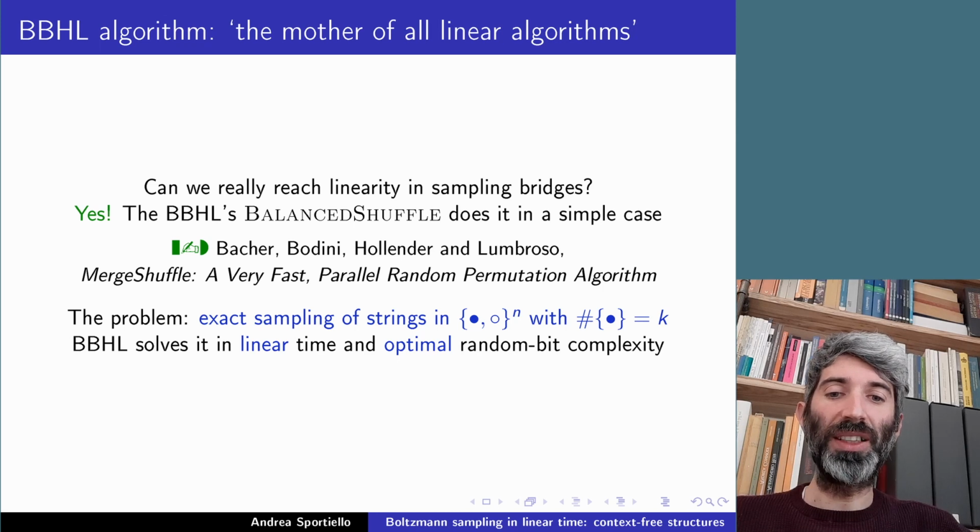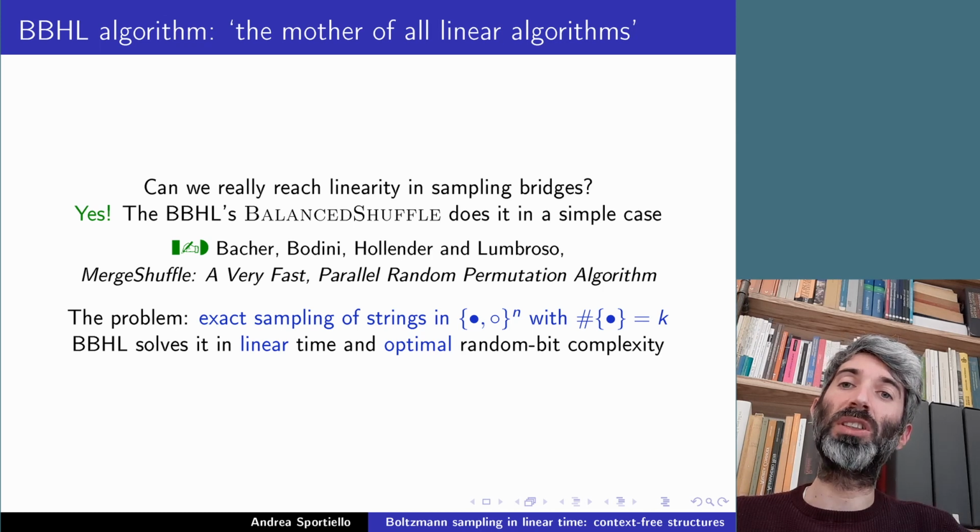There is a small algorithm hidden in some part of a paper of Bacher, Bodini, Hwang and Tsai, whose main aim is to sample random permutations in a fast way. But as a corollary, they can do random shuffles of strings composed of n minus k black and k white dots with a complexity which is not only linear under the RAM model, but it is genuinely linear and optimal with respect to the bit complexity, the random bit complexity, meaning how many random numbers you need for doing your random sampling.